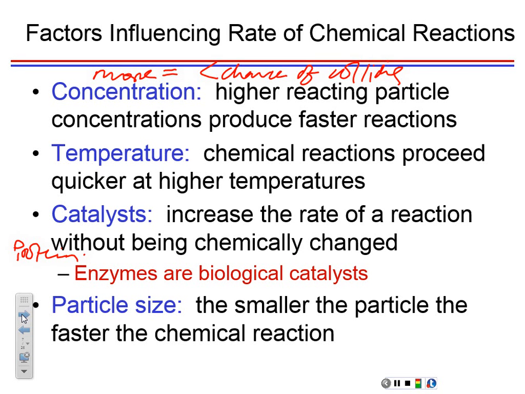Particle size, again, is the same kind of reasoning. The smaller the particle size, the faster the reaction. Again, this is a bit to do with colliding, of course. But what else is another reason why smaller particle size equals higher rates of reaction?